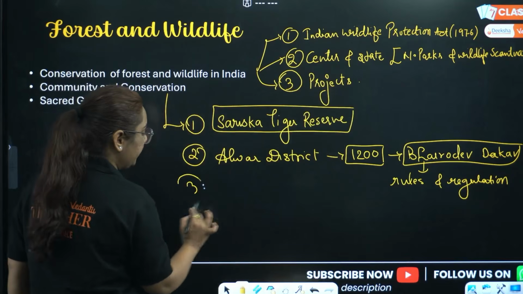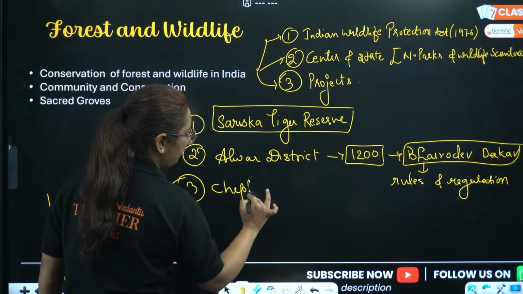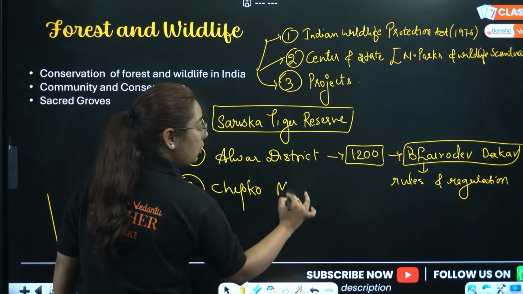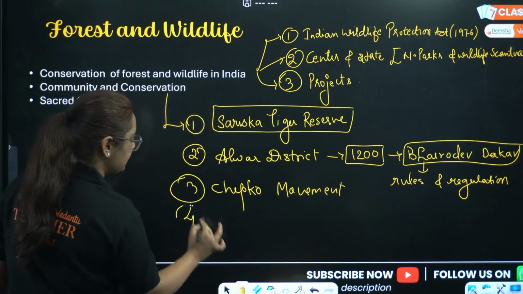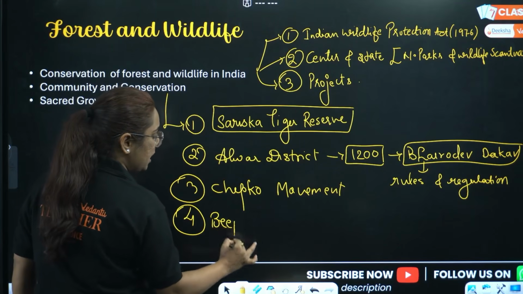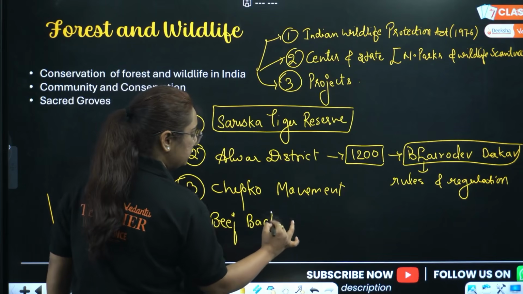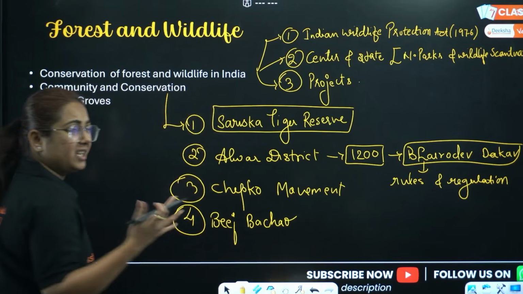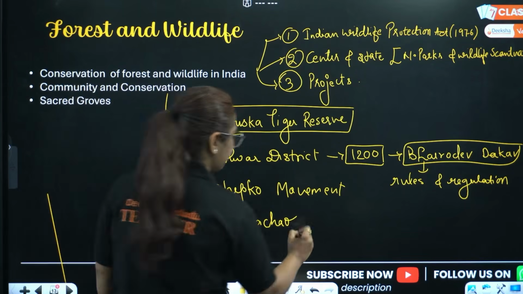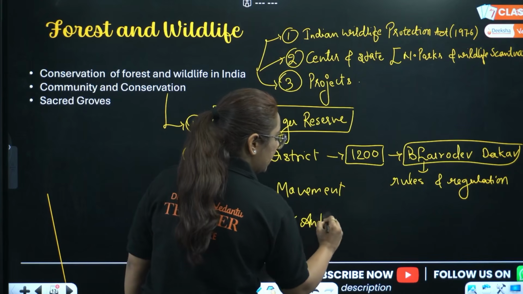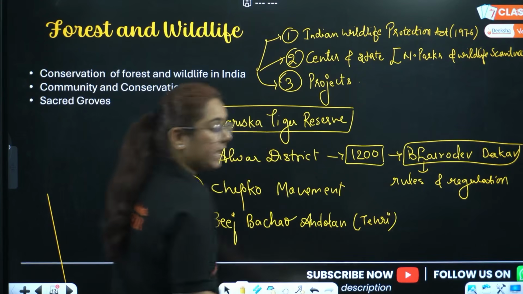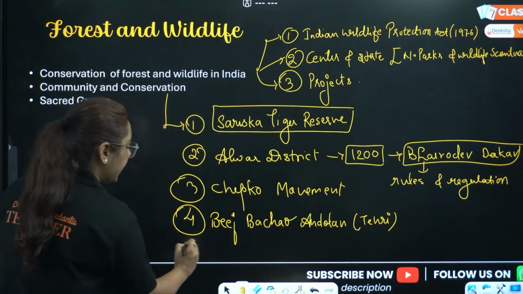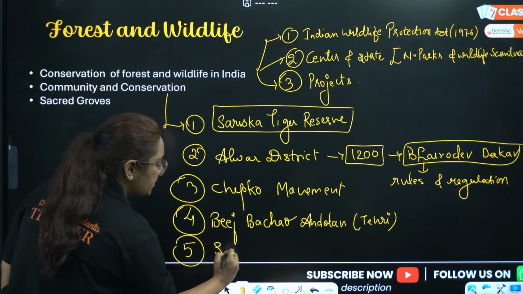Third, we popularly know about the Chipko movement. You guys are aware about the Chipko movement. And the fourth one is Beej Bachao Andolan. We know that there is so much mixing of seeds, genetically advanced ones. So this Andolan was started by the people of Tehri in Uttarakhand. Right? And then in the 5th point, we can write about sacred groves.